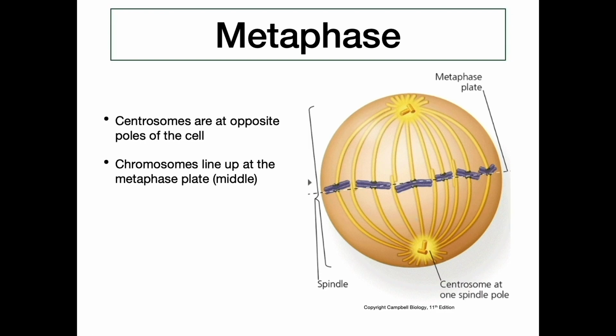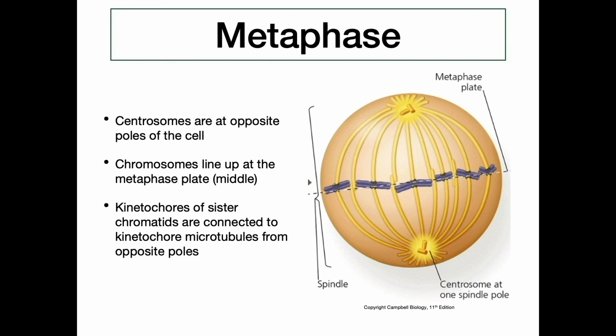The chromosomes are also going to line up at the metaphase plate, which we can see right here. This is just the area where they all meet up and hang out while they're waiting to actually be pulled apart. And then we have the kinetochores of the sister chromatids being connected to kinetochore microtubules from opposite poles.